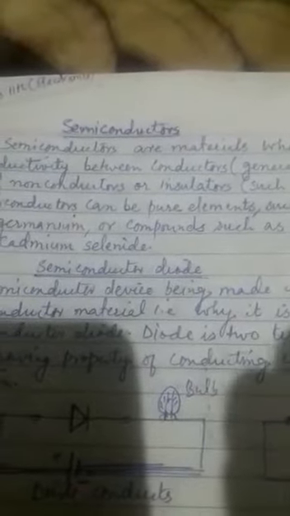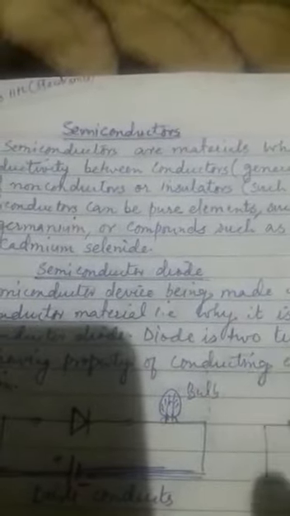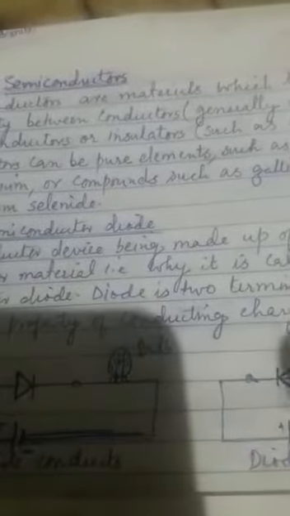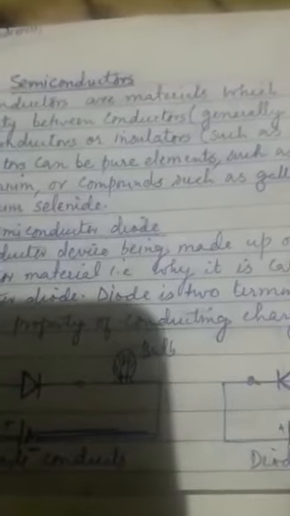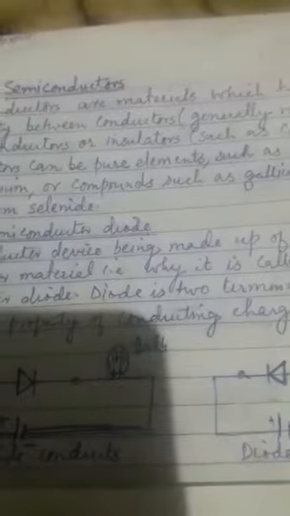Semiconductors are always made up of silicon or germanium material. It shows a type of conductivity between conductors and insulators. Conductors are those through which the current charge flows smoothly, without resistance, without any hindrance. Without any hindrance, the current passes through it.